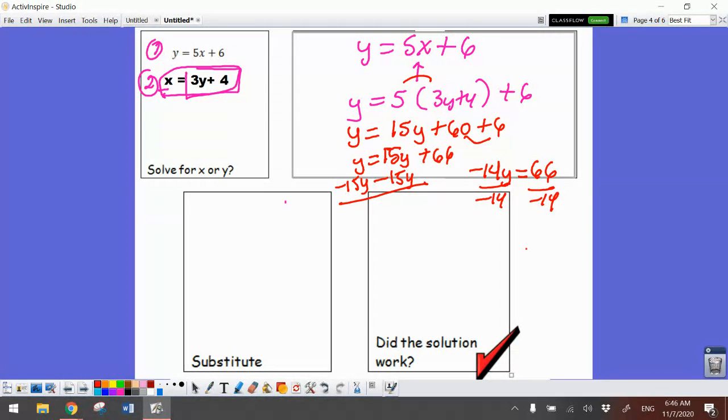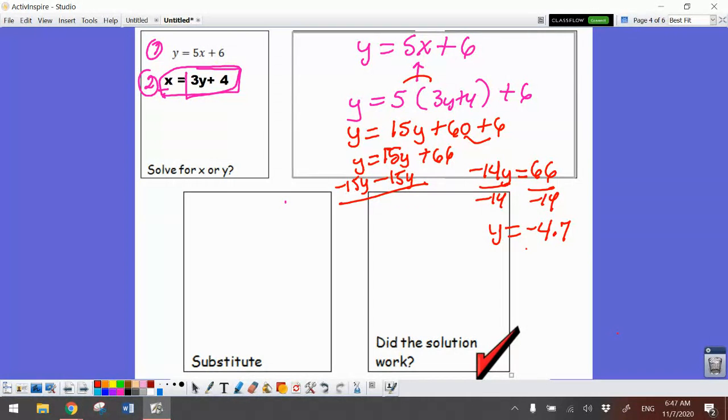So 66 divided by negative 14 is going to give me a negative 4.7. And it's okay to get decimals. Not every ordered pair is a perfect integer. They're not all positive 5, negative 5, positive 7, negative 2. You can have decimals. So this is negative 4.71. I went ahead and rounded to tenths. I don't need more than one decimal spot there.